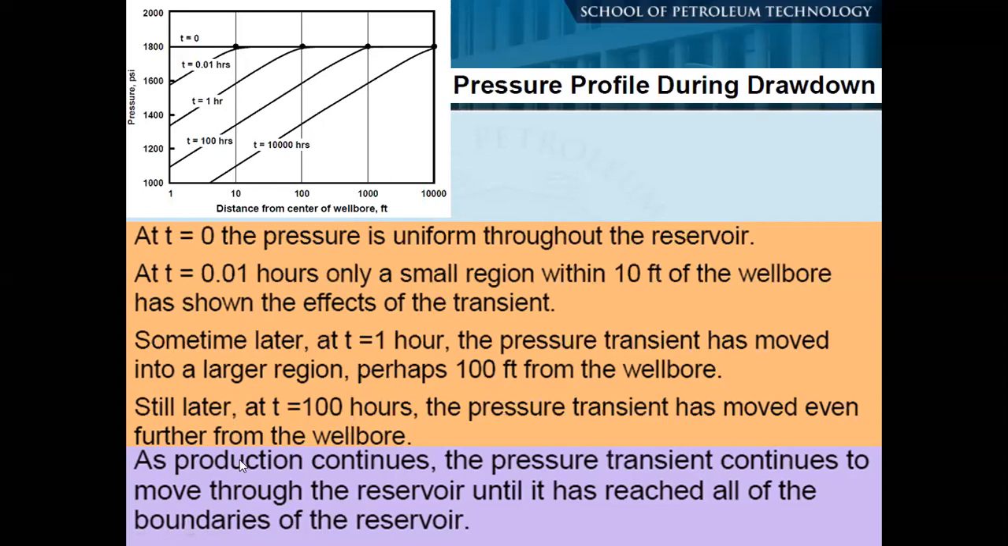So as production continues, the pressure transient continues to move through the reservoir until it has reached all the boundaries of the reservoir. So try to visualize it physically. When we start taking out the flow of production from the well, a zone is actually moving. That means the pressure pulse is moving right from the wellbore to the boundary, but actually the response is for a single part only.